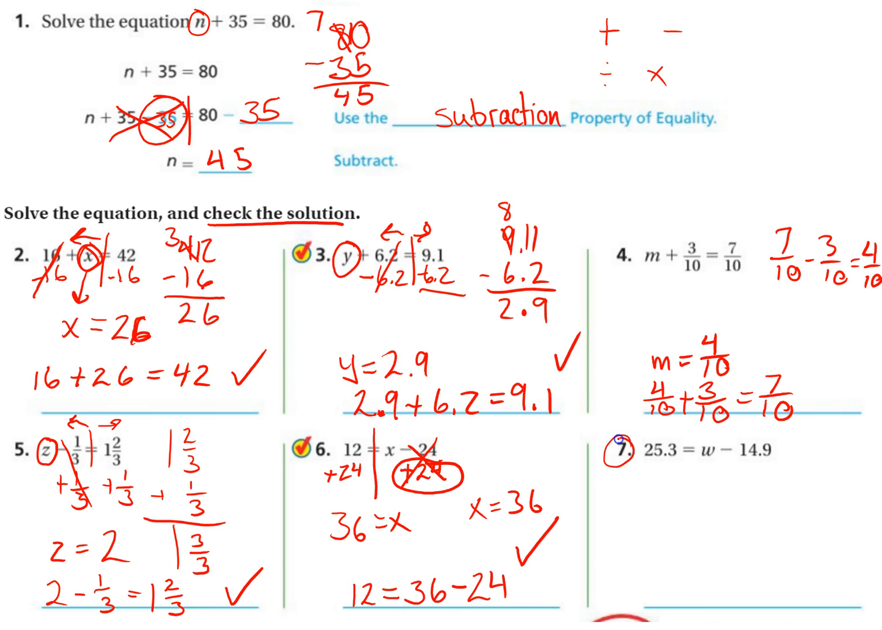Okay, I want you to try 7 on your own. Again, if you have any questions, this is now the time to raise your hand, ask. If you want to try to solve it on your own, you can maybe rewind the video a little bit and just double check how we're solving each one of these problems. We're doing the same steps each time. Okay, the opposite of subtraction would be addition. So we're going to be adding 14.9 to both sides. Okay.